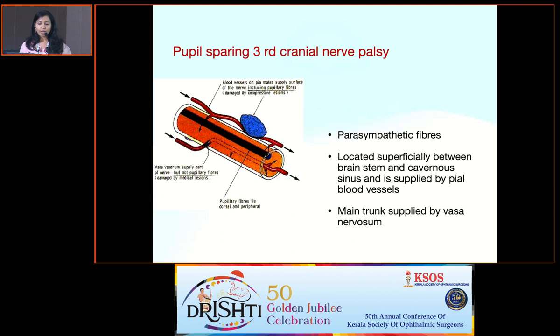So what is pupil sparing third cranial nerve palsy? At the basilar portion and at the cavernous portion, the pupillomotor fibers are actually superficial in the nerve, and they are supplied by a pial plexus. But the main trunk inside is supplied by the vasa nervorum, so if there is an ischemia, the main trunk is affected, sparing the pupillary motor fibers, and thus causes a pupil sparing third cranial nerve palsy.